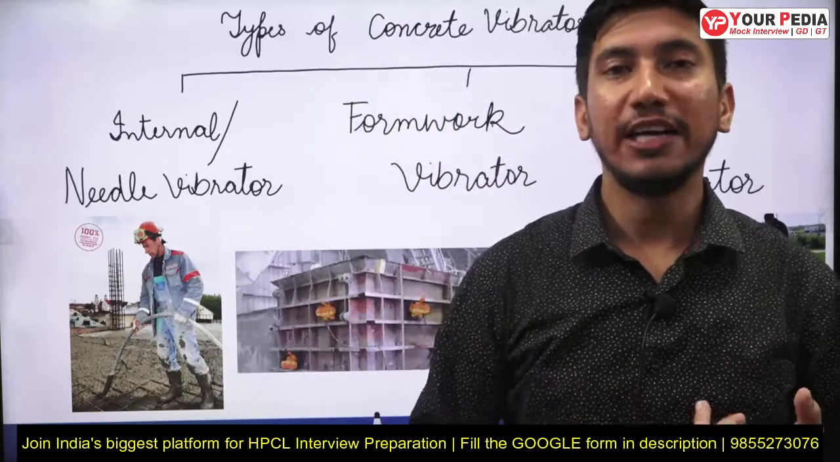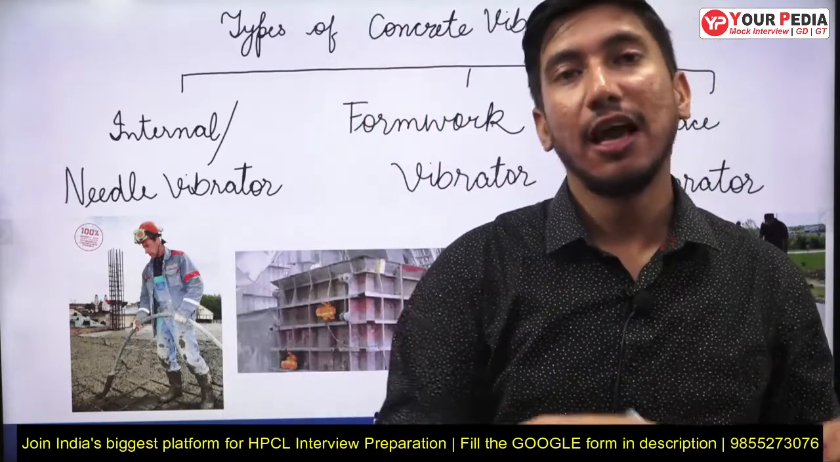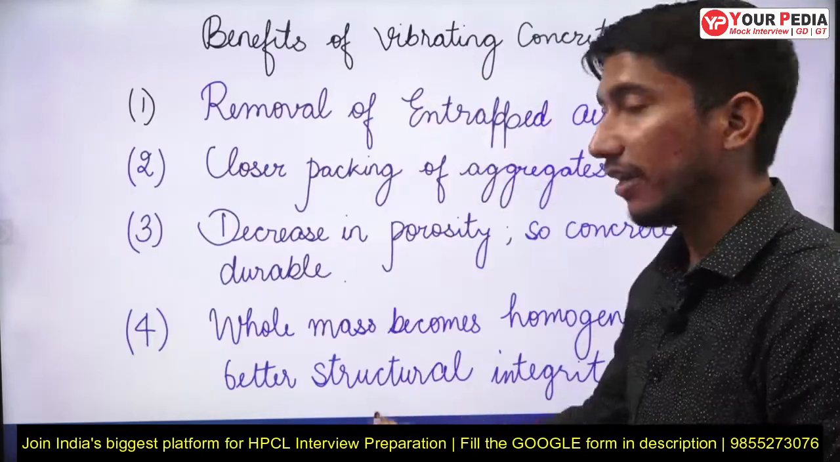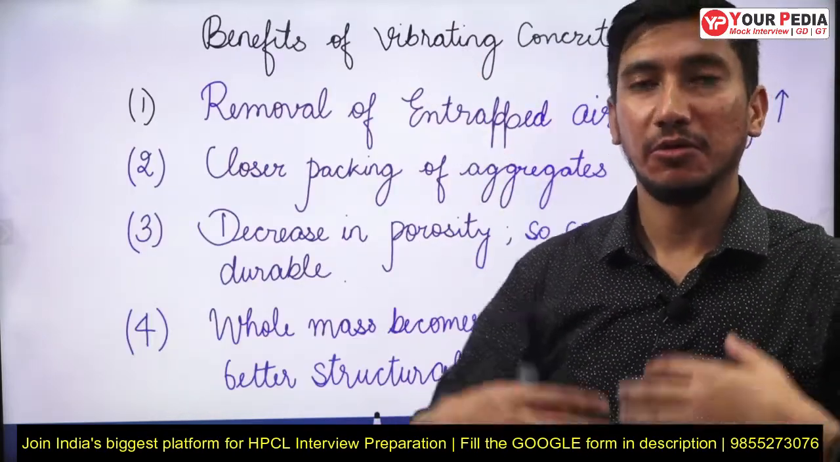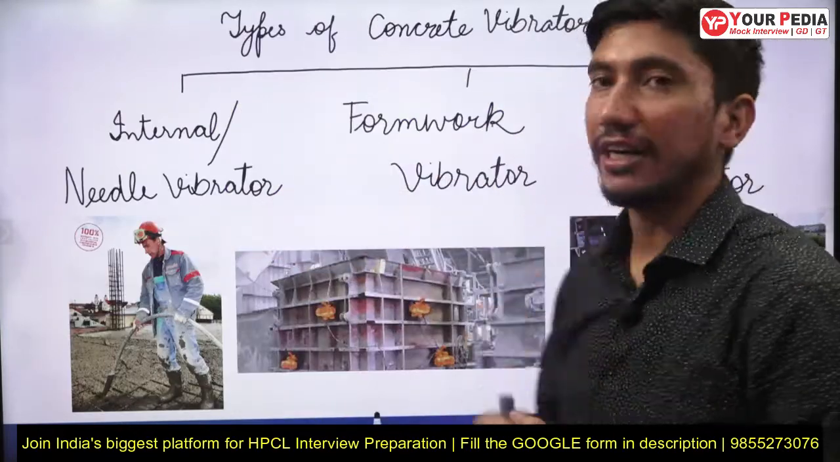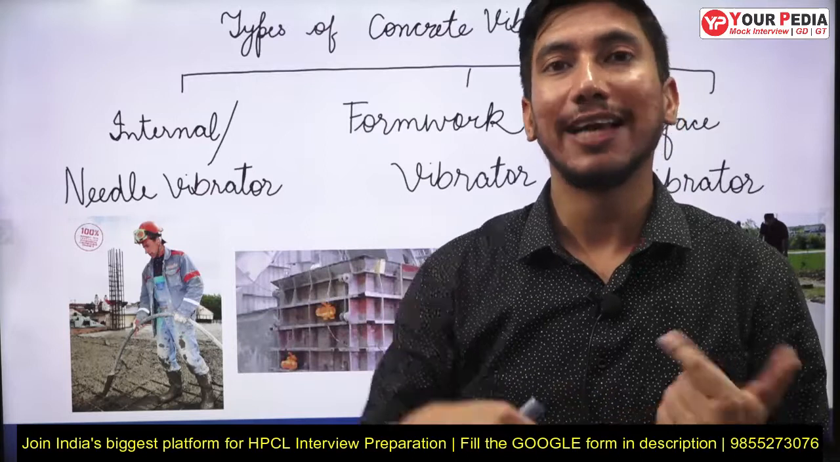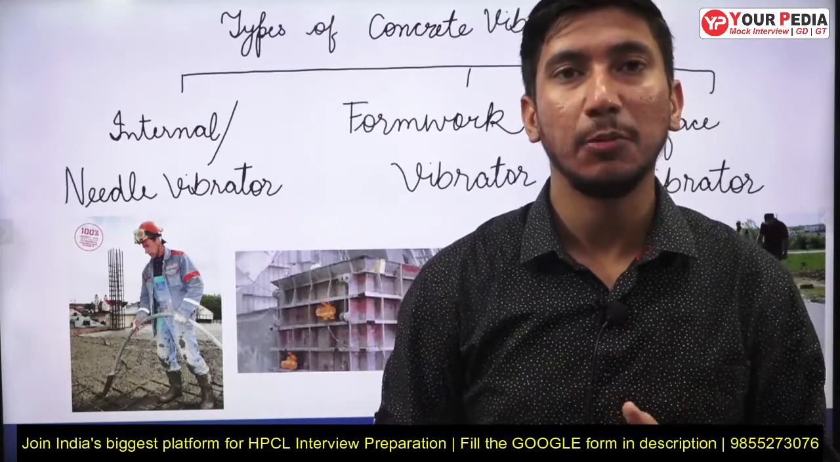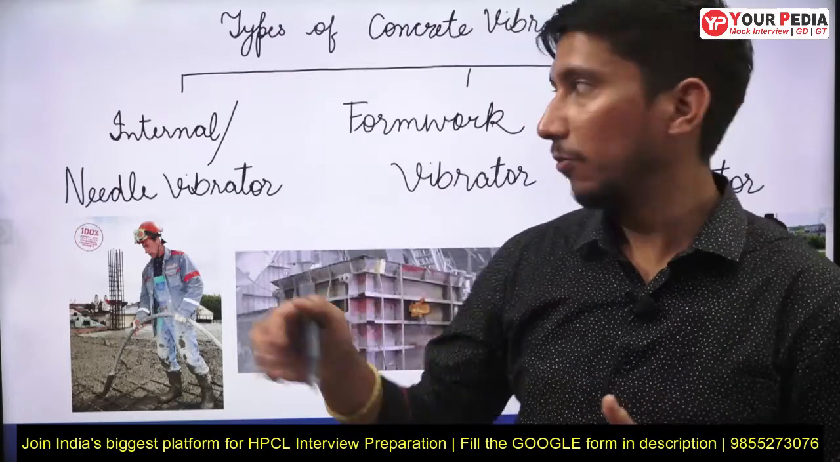Now you know why we vibrate, in order to compact, and why we compact, because it has certain benefits which are listed over here. And how do we vibrate, what are the various methods in which we can vibrate. So we can use these different types of vibrators depending upon the type of concrete or the conditions that we have available with us. So that's what it is.